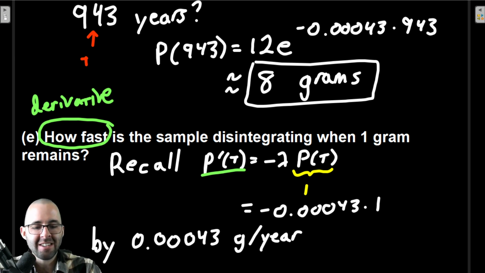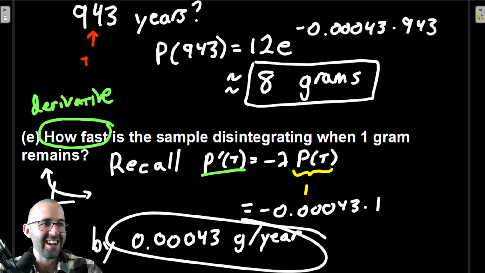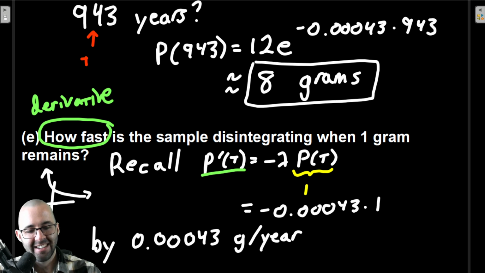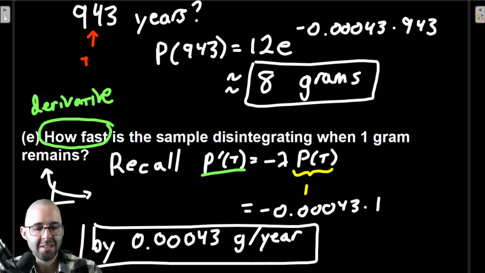And remember, radioactive decay is exponential decay. So when there's a lot, it's decaying kind of quickly. But over time, it decays slower and slower. We started with 12 grams, and when there's only 1 gram remaining, it's going to take a long time. It is decaying pretty slowly. Remember, the slope being negative means it's decaying, so we don't have to include the negative in our answer here.